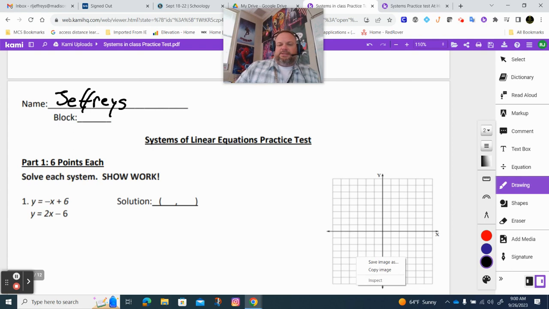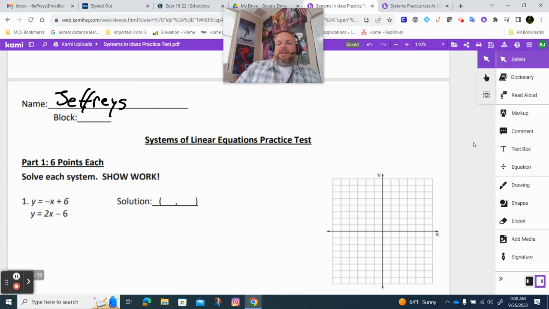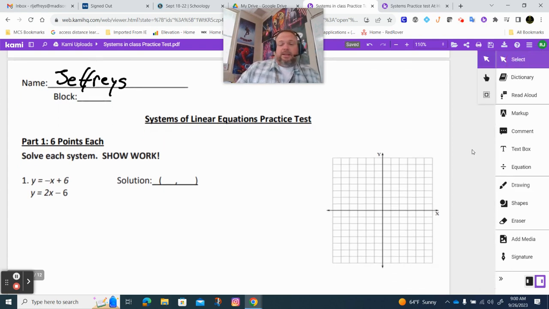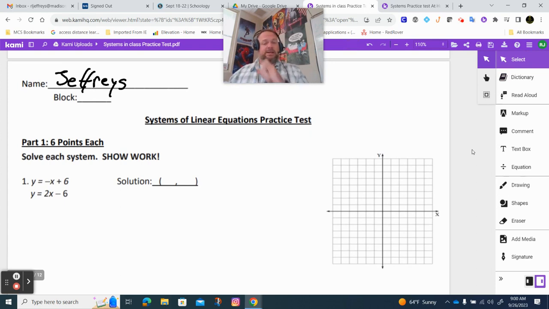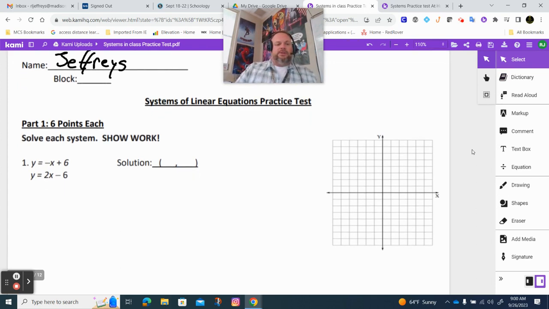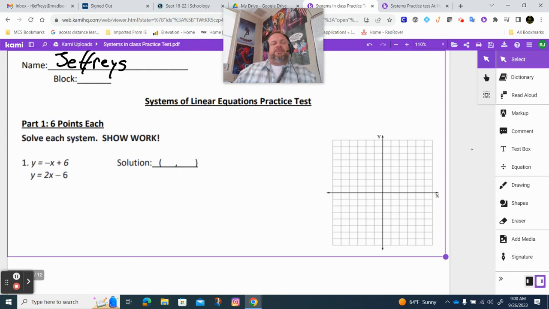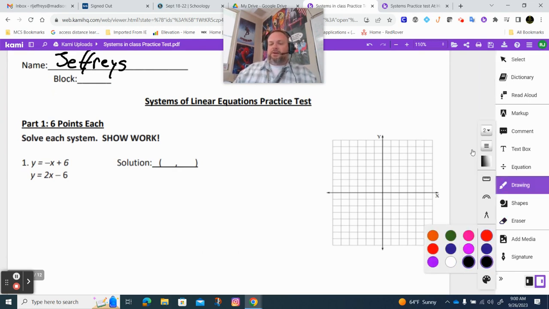This is our systems of linear equations practice test. We actually had one to do for homework. We'll see how that went. Only had a few questions. All right, so this goes along with what we learned yesterday.